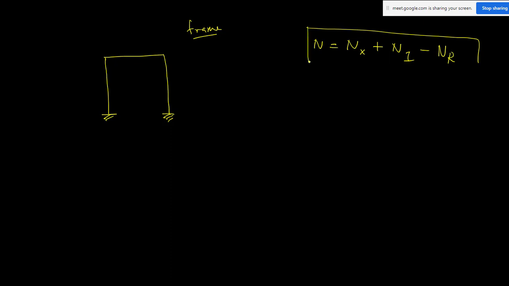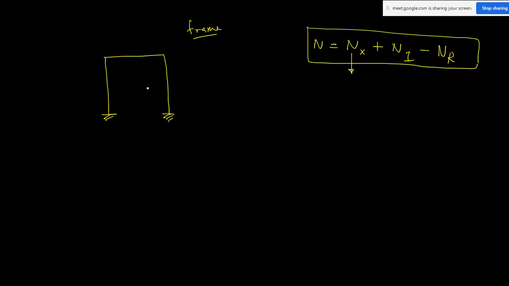A frame structure like this, this is a frame. I want to explain this equation, nx plus ni minus nr. I think it is not clear to you yet. Once this equation is clear, you can solve any question. I think the nx part is already clear. Only this ni and nr, maybe you may have some doubt.